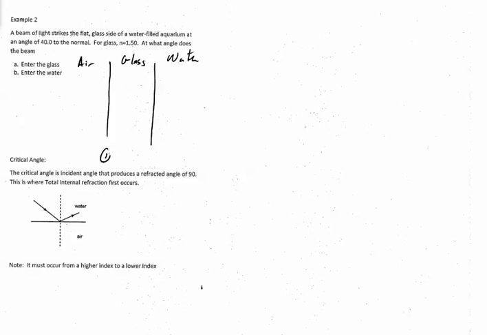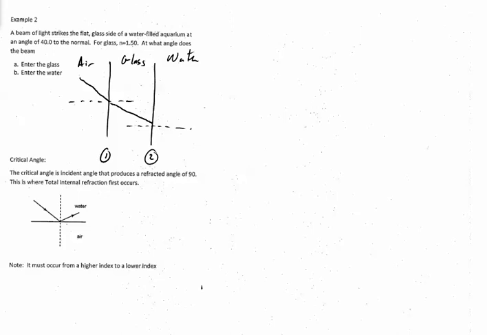I'm going to say that this is boundary number 1 and this is boundary number 2. Well, what really is going to happen is light is going to be refracted twice. It's going to travel from air into glass, and glass is more dense than air, so we would expect that it would bend towards the normal. And then it's going to travel into water.